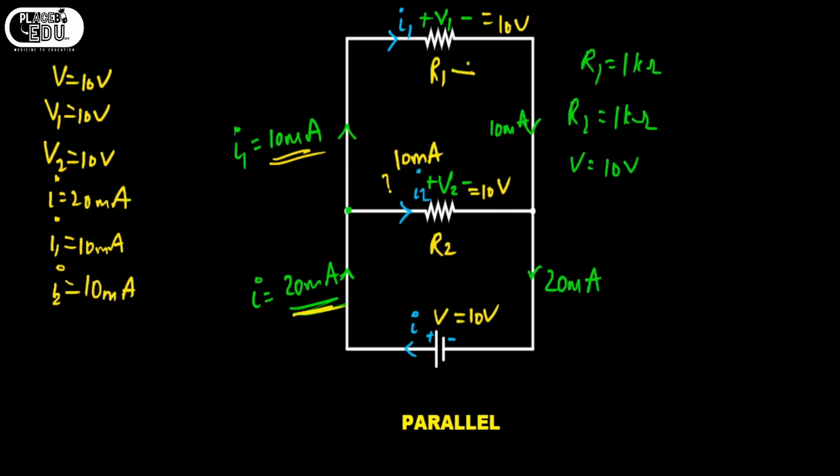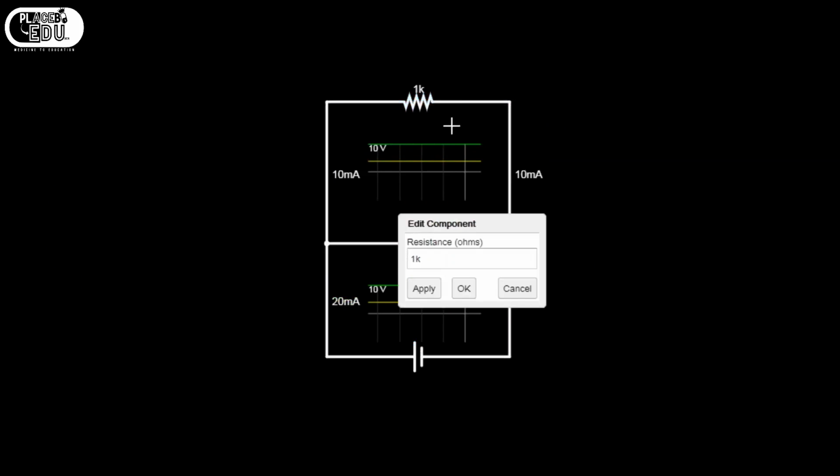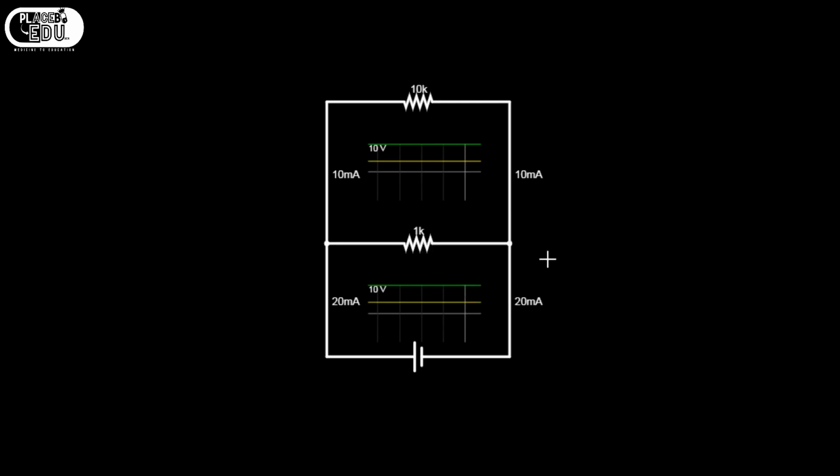What if I change R1 to 10 kilo ohms? Let us see that now. Okay, now I am changing R1 to 10 kilo ohms, and now again I will run the simulation. Let's see what will happen.